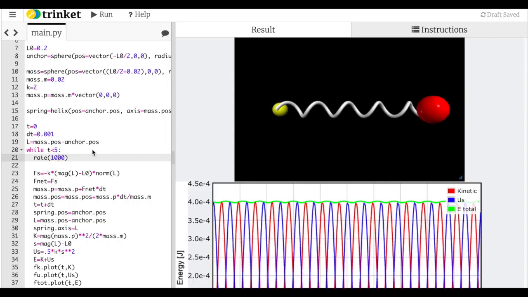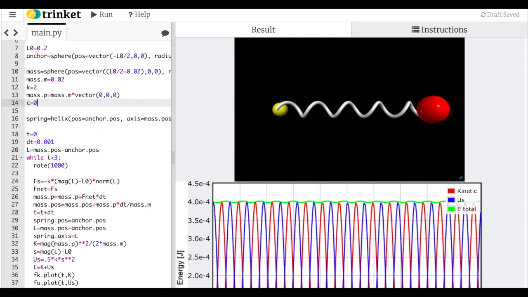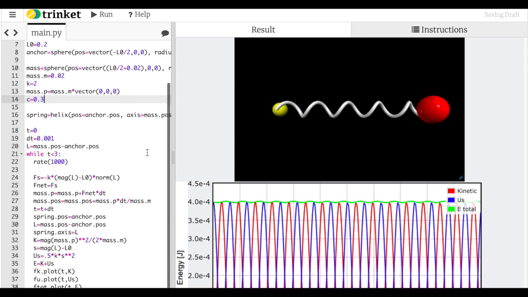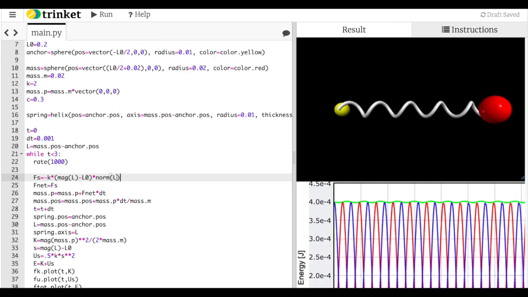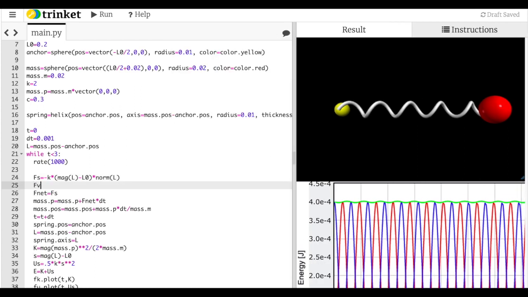Okay, so here we are. I haven't done anything to the program. It's the same way that I ran it. I'm actually going to change this, that time's a little bit long. Let's put that at 3 seconds. Up here, I'm going to add in that drag coefficient, C equals 0.3. Now, here I calculate the spring force. I need to also calculate the viscous force. So let's say FV is negative C times mass dot p divided by mass dot m. That's it. And I'm going to add that in here, FV.